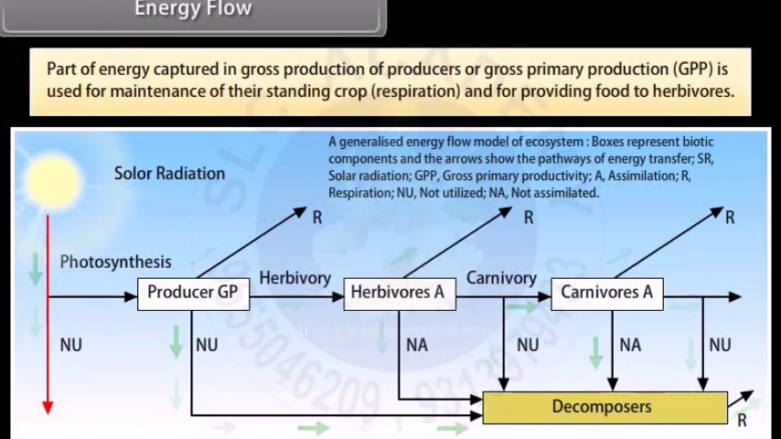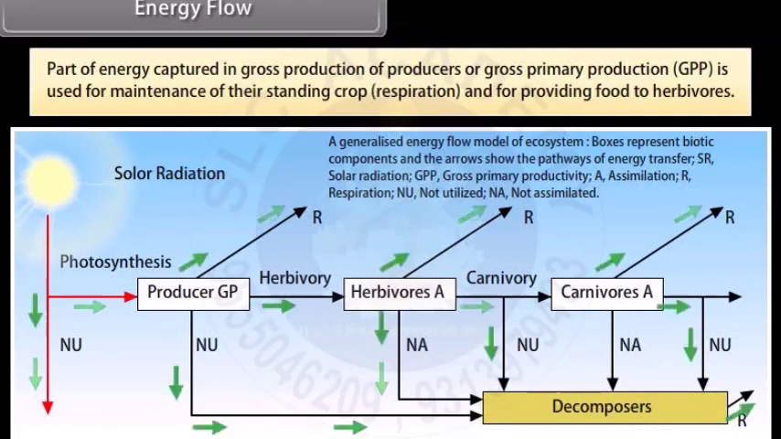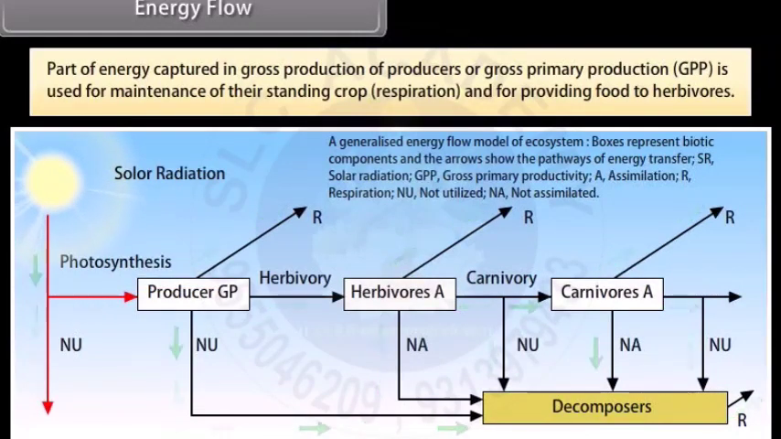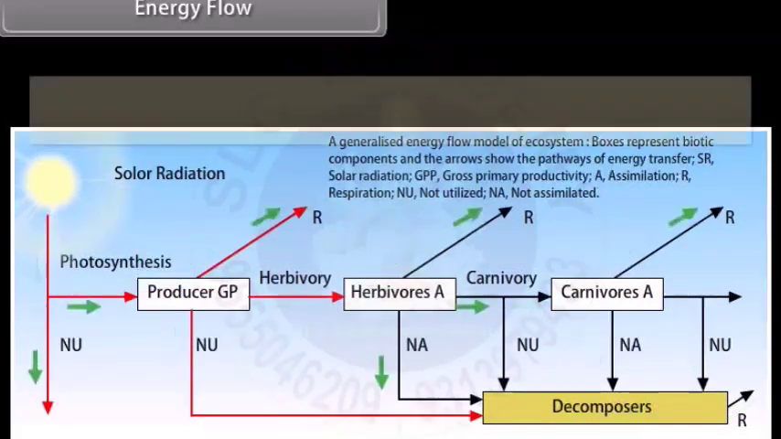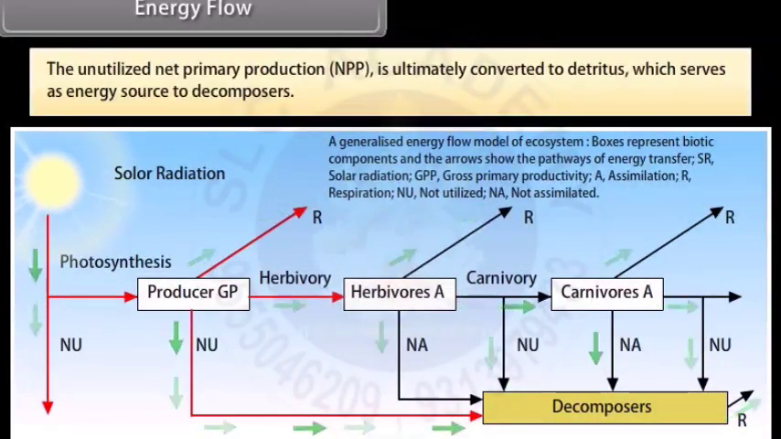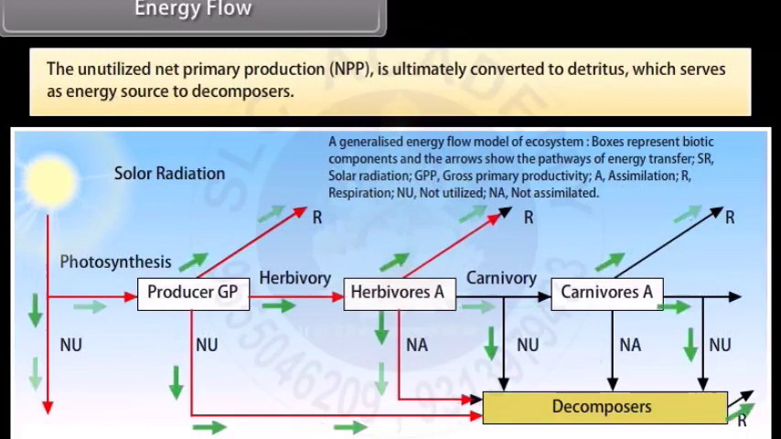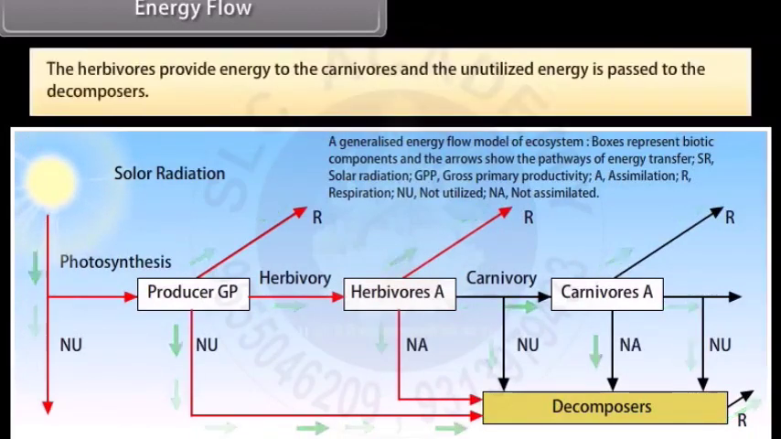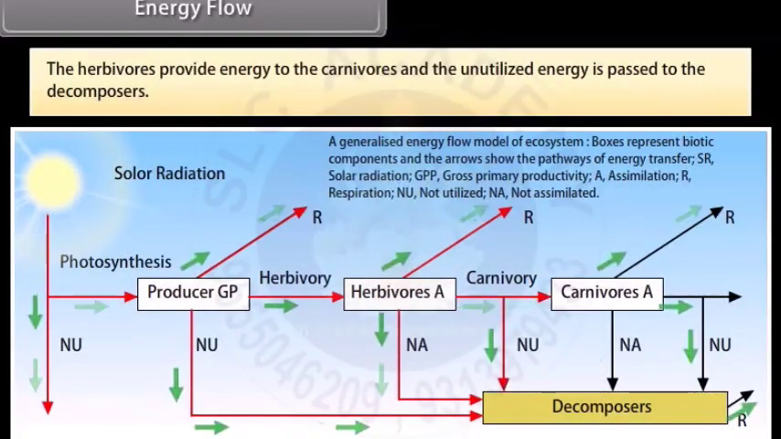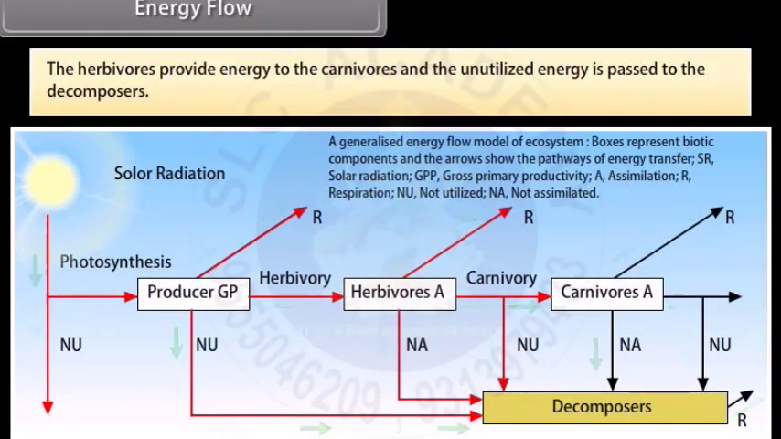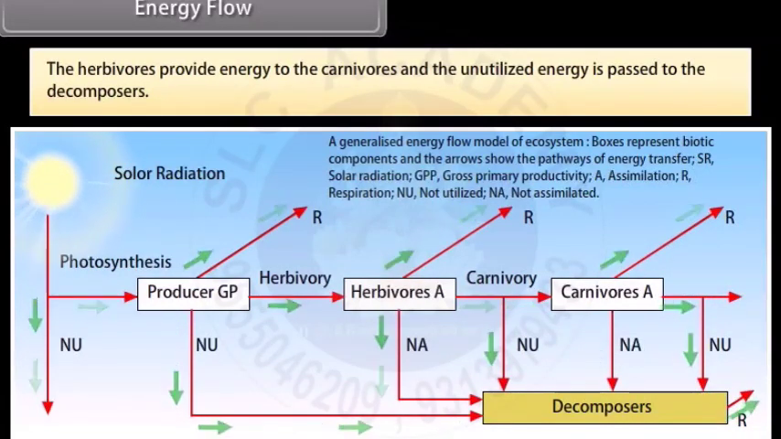Part of energy captured in gross production of producers or gross primary production (GPP) is used for maintenance of their standing crop, respiration, and for providing food to herbivores. The unutilized net primary production (NPP) is ultimately converted to detritus, which serves as energy source to decomposers. The herbivores provide energy to the carnivores, and the unutilized energy is passed to the decomposers.